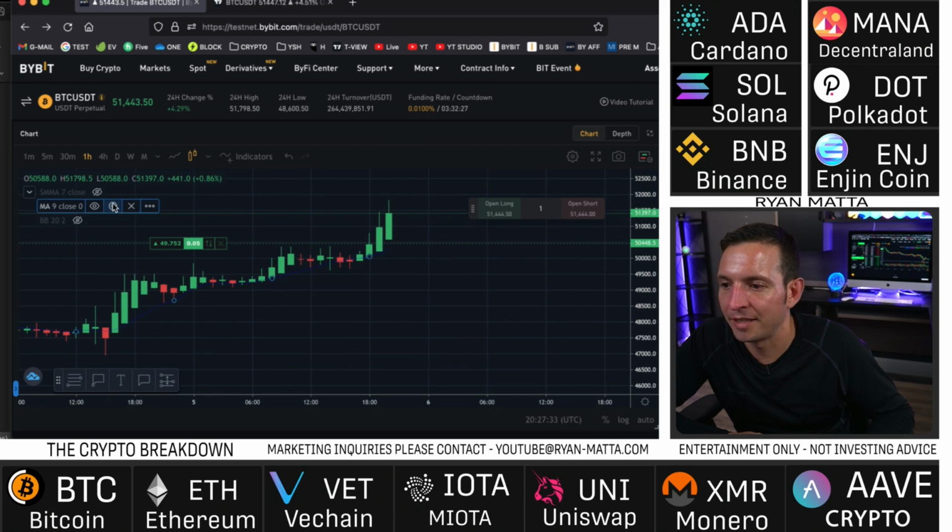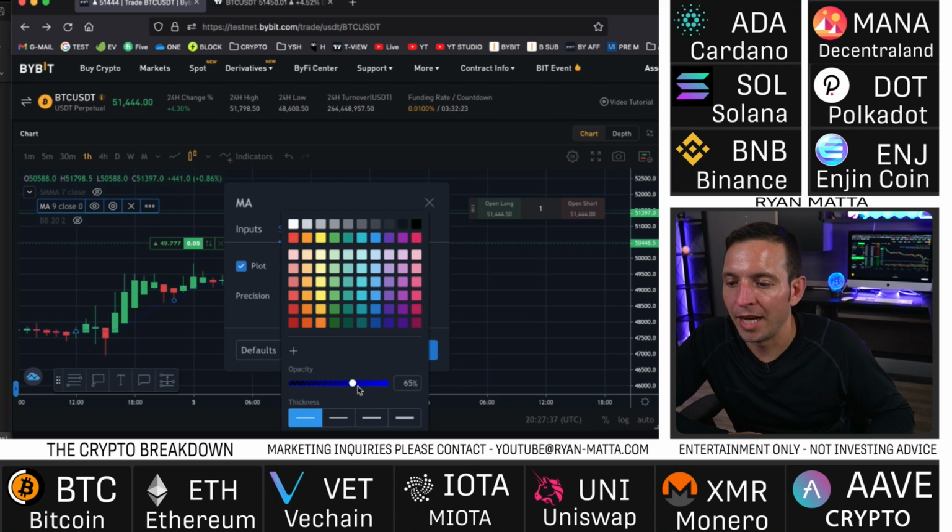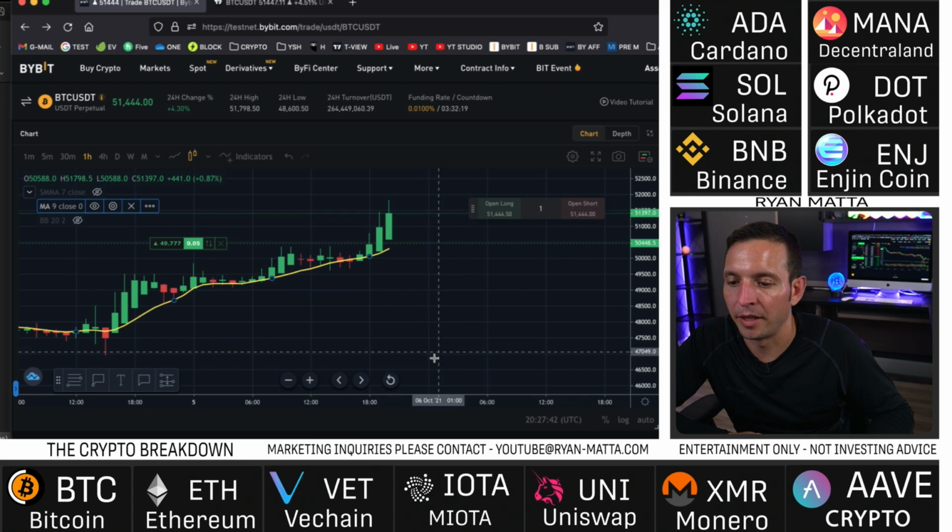So if I actually go into my settings, you can go to style. We can actually make it more easy to see. We're gonna make it yellow and we're gonna make it really big. And you're just gonna click OK.